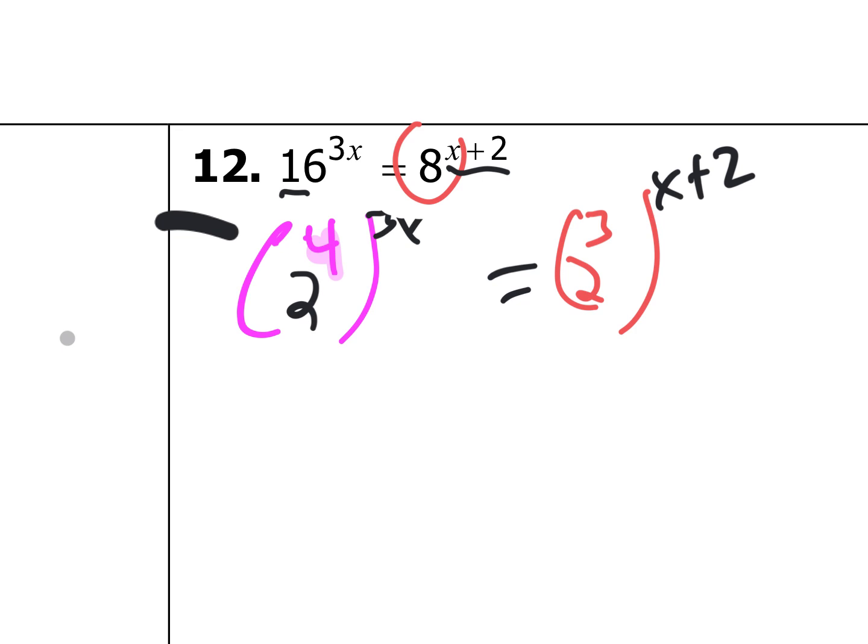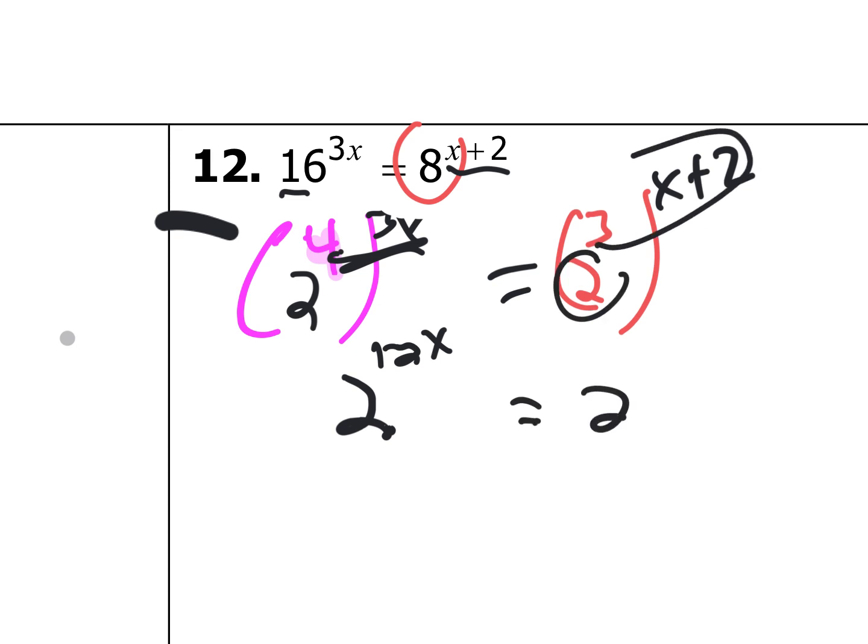Good job. What does it mean, power to a power? What do you do with the exponents? Do we add them? Multiply them. Do I keep the base 2? Yes. And what is 4 times 3x? 12x. Equals to? Keep the base 2. These two powers have to be multiplied together. That's a 3 times the x plus 2.